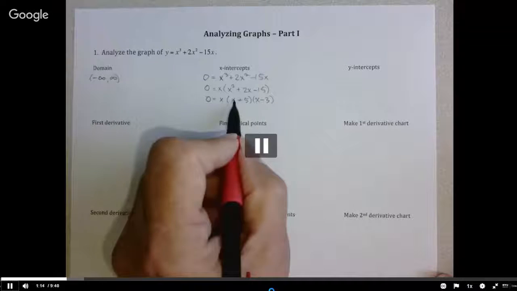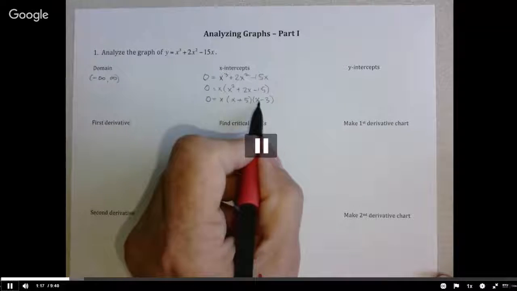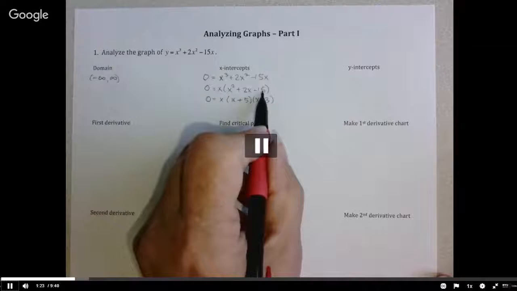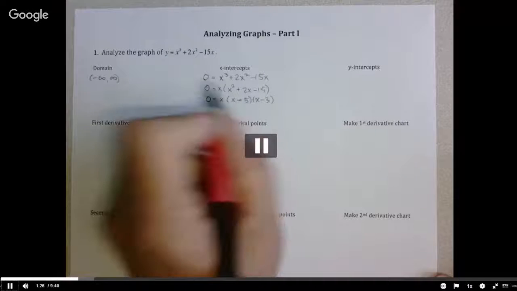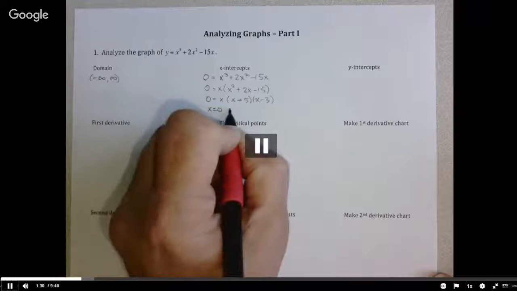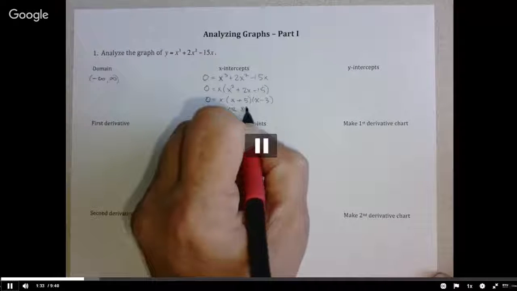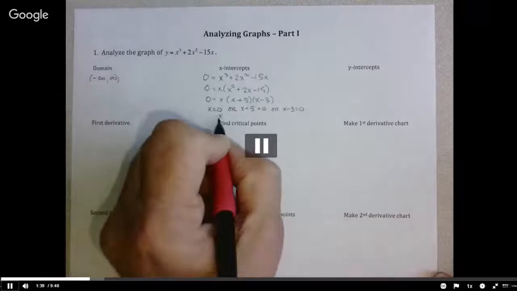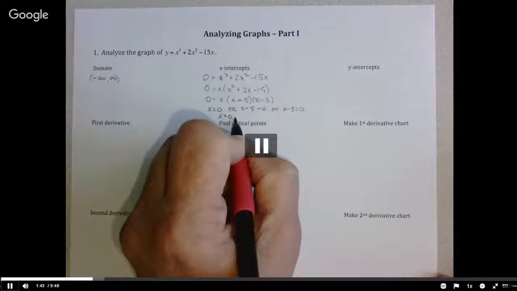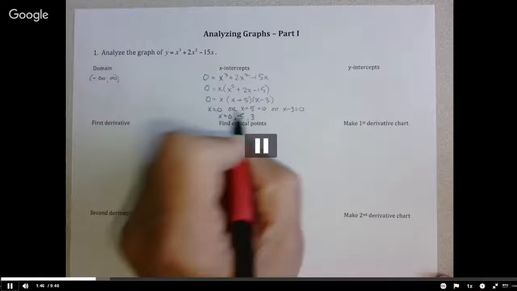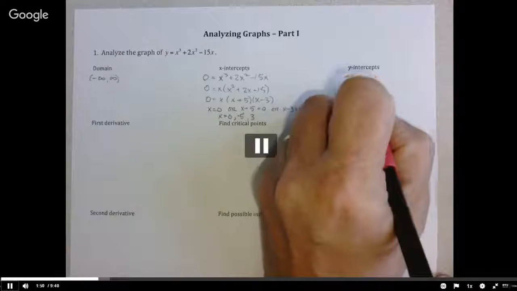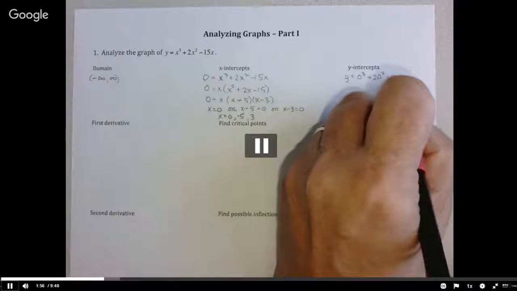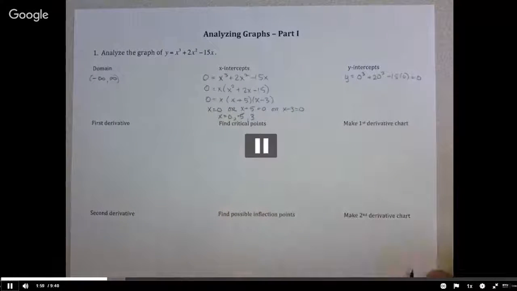Let's check and make sure we've factored it correctly. x times x will give me x squared, plus 5x minus 3x will give me 2x, and plus 5 times negative 3 is negative 15. All right, so if three things are multiplied together and they equal 0, one of them has to equal 0. Either x equals 0, or x plus 5 equals 0, or x minus 3 equals 0. And so my x-intercepts are at 0, negative 5, and 3. Y-intercepts happen when my x is 0, so I'll get 0 cubed plus 2 times 0 squared minus 15 times 0, and that's just equal to 0.